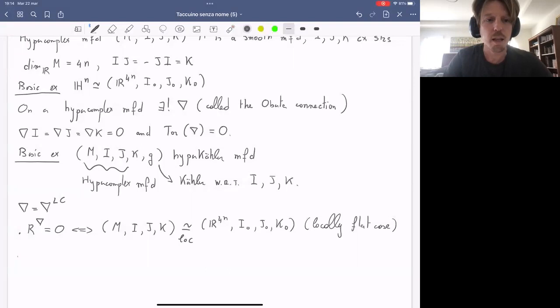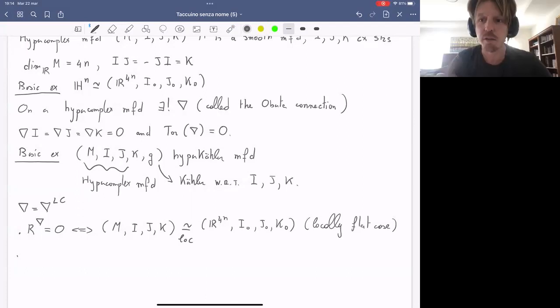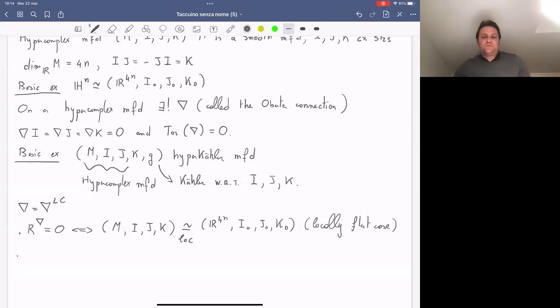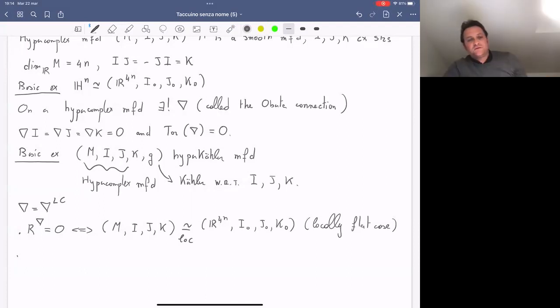Luigi, can I ask a question? Yeah, of course. Is there an explicit formula for this Obata connection? Can you just explicitly write down the Obata connection using the complex structures? Yes, there is an explicit formulation for the Obata connection, and it can be written explicitly in terms of the three complex structures.